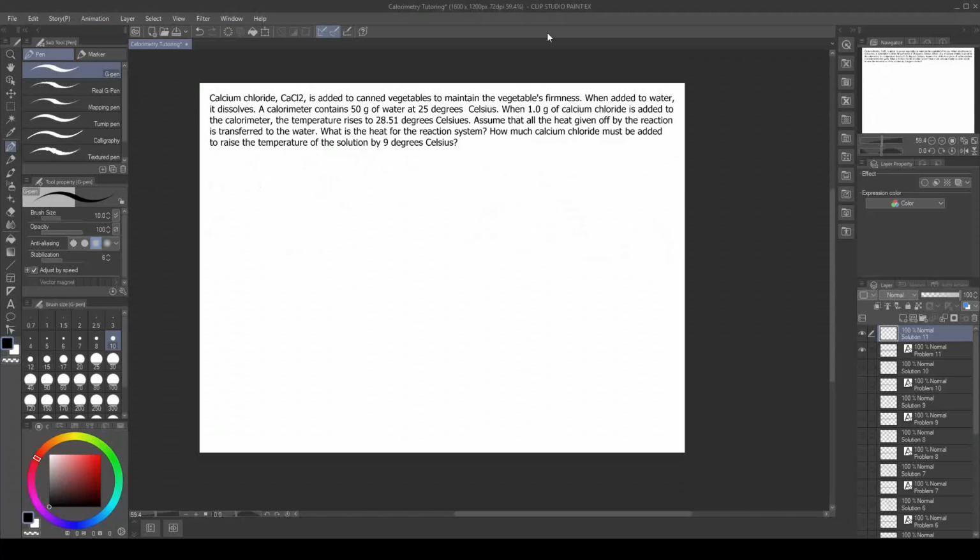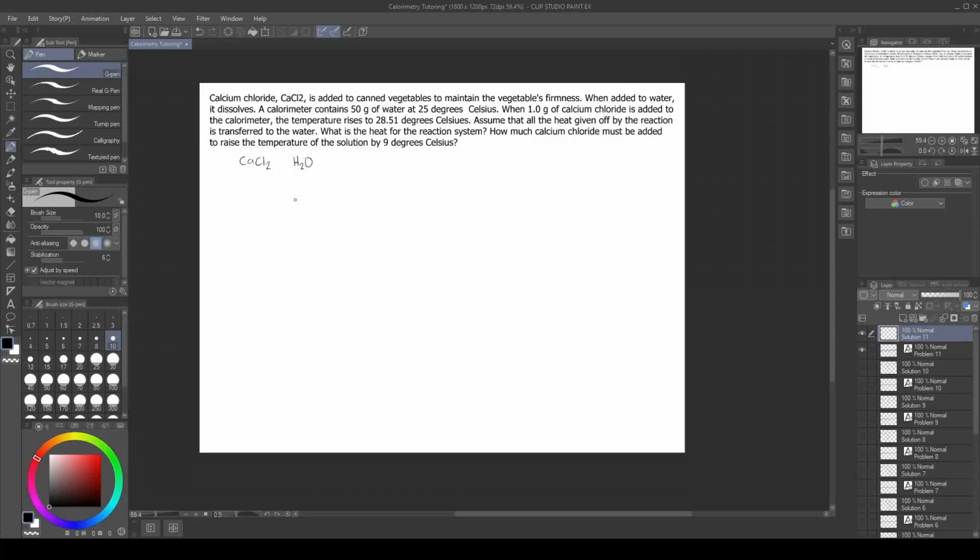This time, we're going to be solving for the second part of the question. How much calcium chloride must be added to raise the temperature of the solution by 9 degrees Celsius? So let's write down our given again. So we have calcium chloride and we have water.